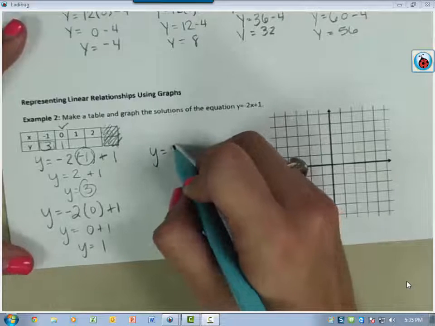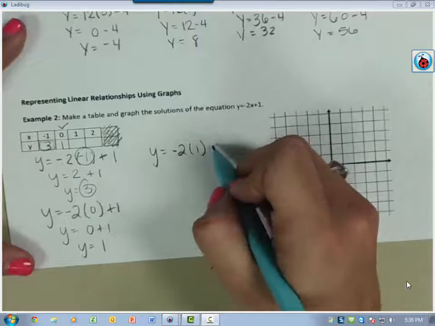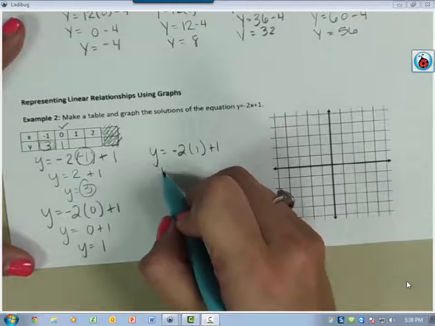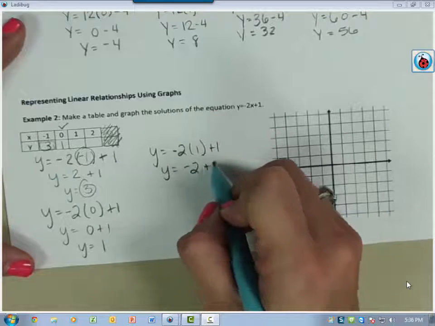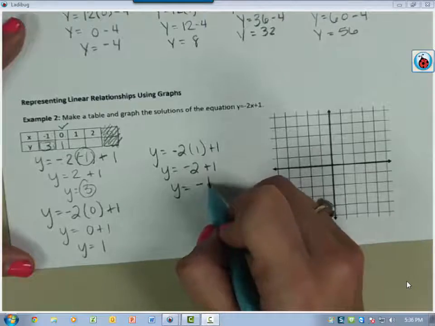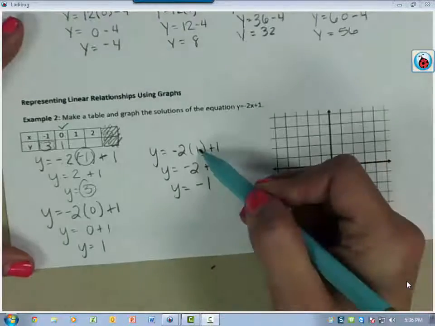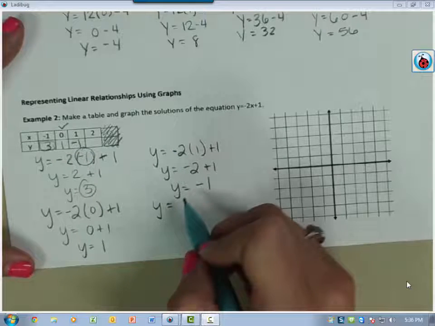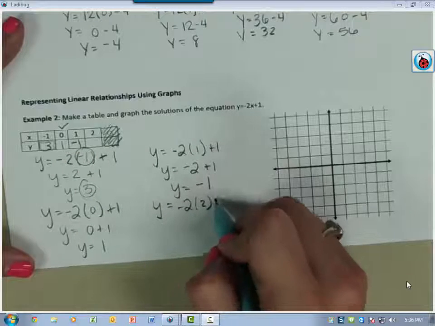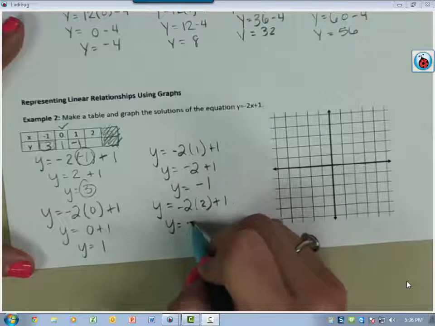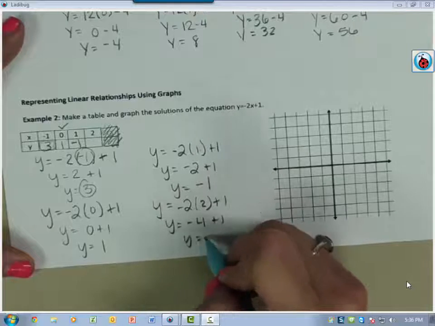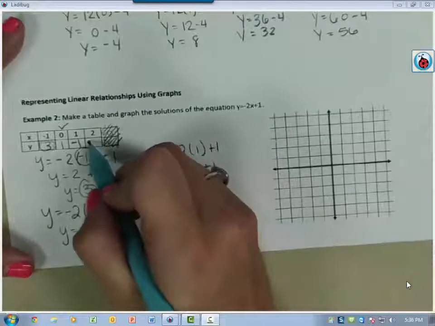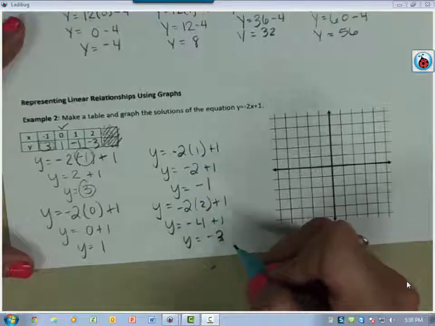All I'm doing is solving. You can pause this and do it yourself and check if you want. When x is 1, y is negative 1. And last but not least, when x is 2, y is negative 3.